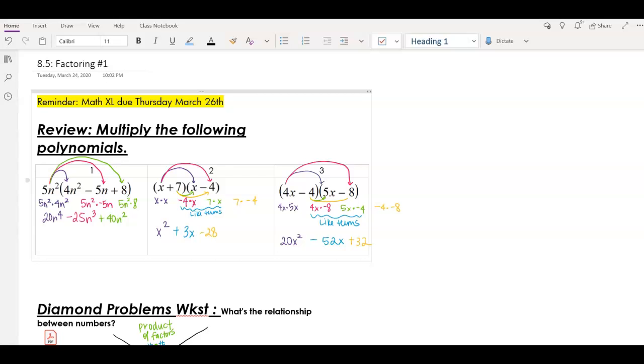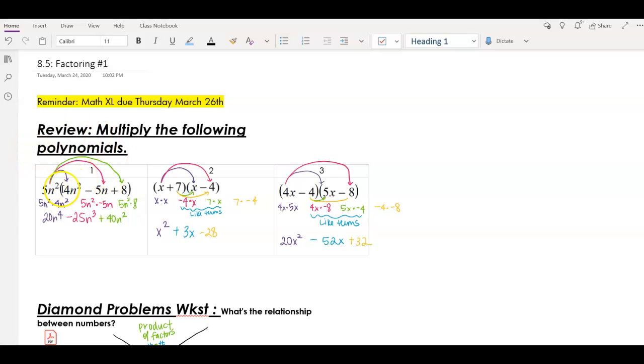All right, this video is going to walk you through the first part on this review and this first worksheet on the relationship between some numbers. As a reminder, this second part of the chapter is going to be very closely related to what we did last part of the chapter, and that was multiplying.